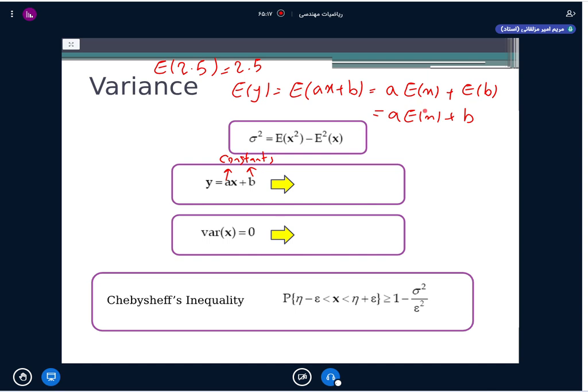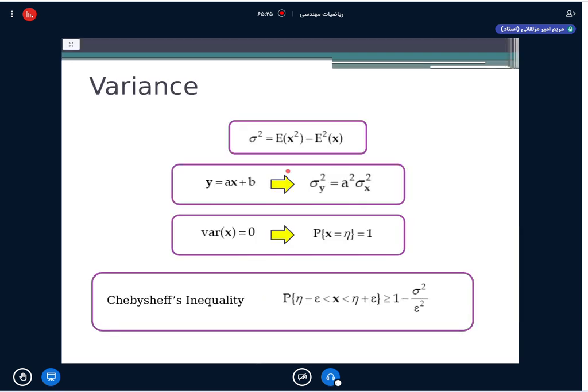Here a and b are constant, and we have this equation. But now in this slide, we want to discuss the variance of y. What's the variance of y, and what's the connection between variance of y and variance of x? We have this equation. Variance of y is equal to a to the power of 2 times variance of x.